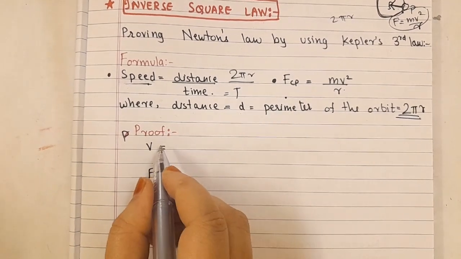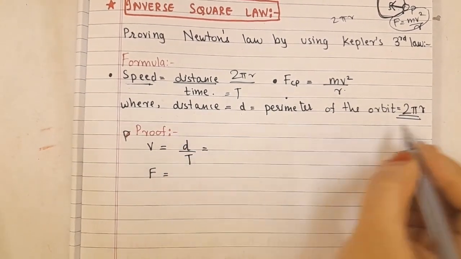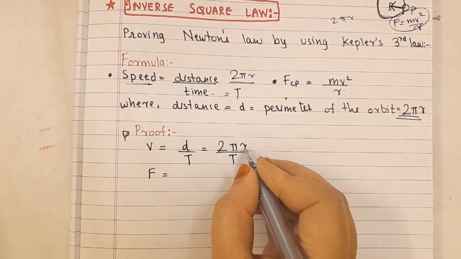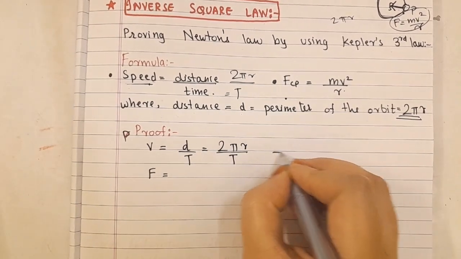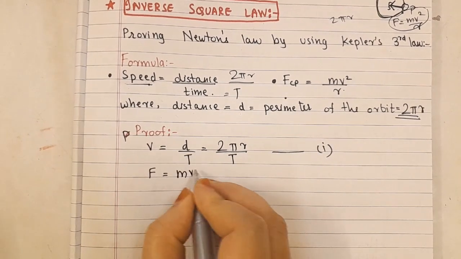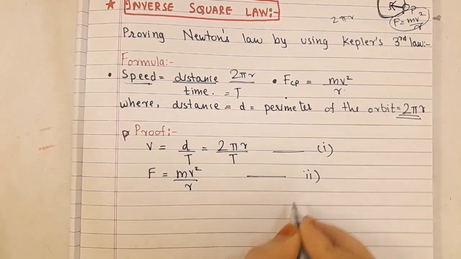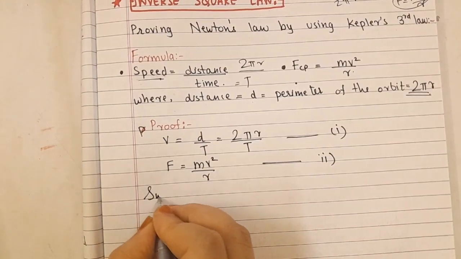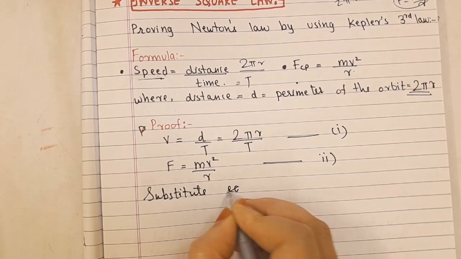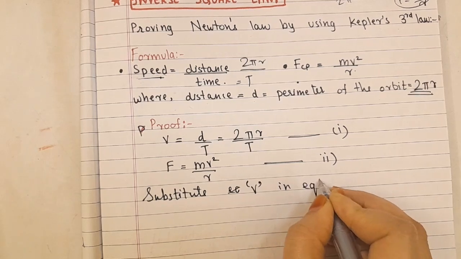Now v is equal to what? Distance upon time, that means d upon t, and d, as I have just told you, is 2 pi r upon t, circumference upon time taken. Let this be equation number 1. Now the centripetal force is mv square upon r. This is equation number 2. Now let's substitute the value of v in equation 2.